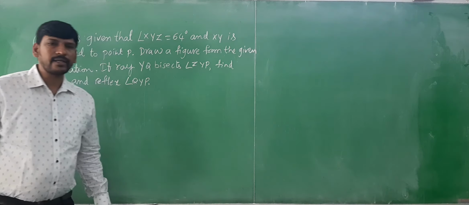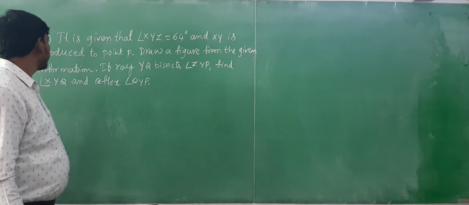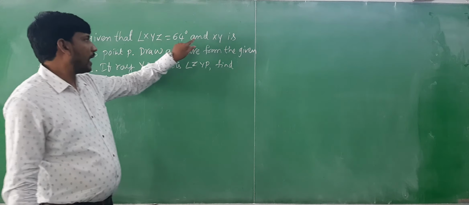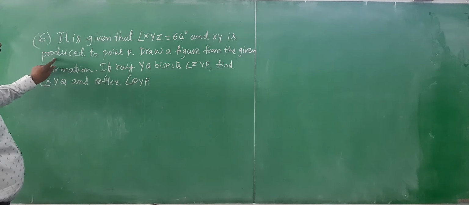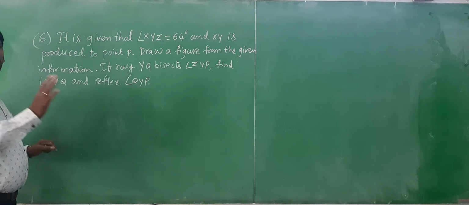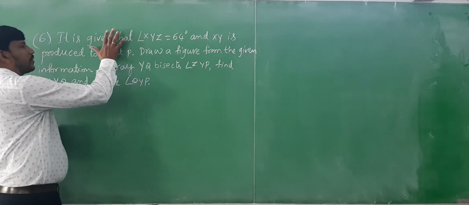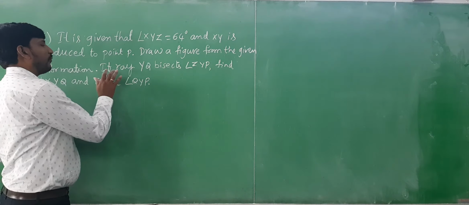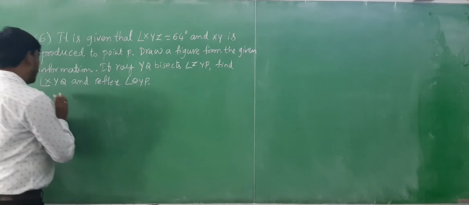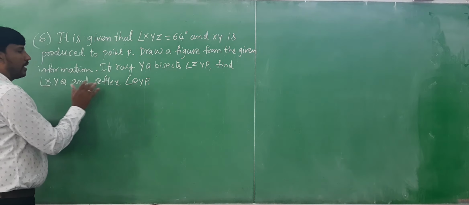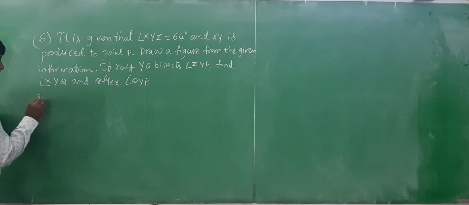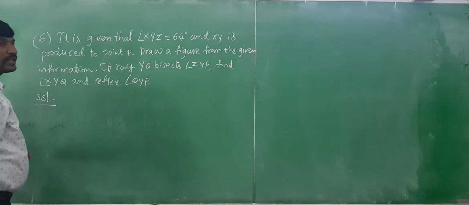Right, children? Let us discuss question number 6. It is given that angle XYZ is equal to 64 degrees and XY is produced to point P. Draw a figure from the given information. First of all, we have to draw the figure using the given information. If ray YQ bisects angle ZYP, find angle XYQ and reflex of angle QYP. First we need to draw the diagram, then find these two angles.